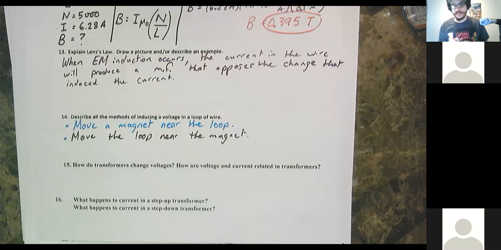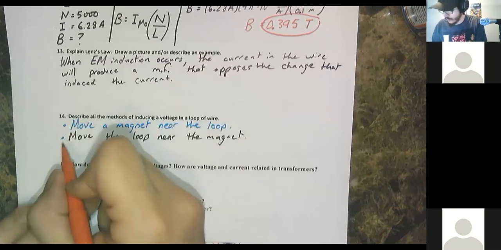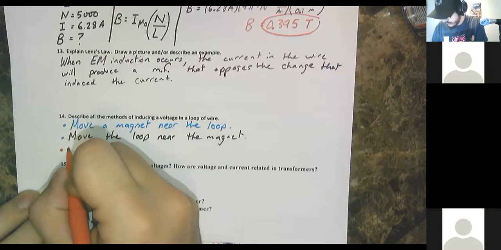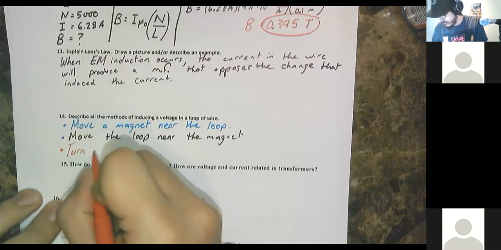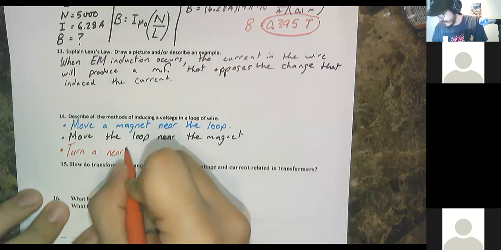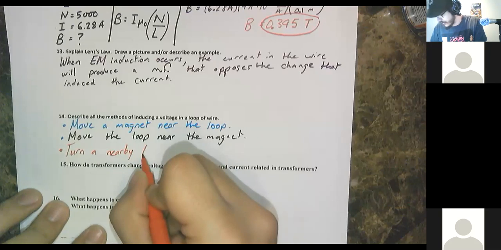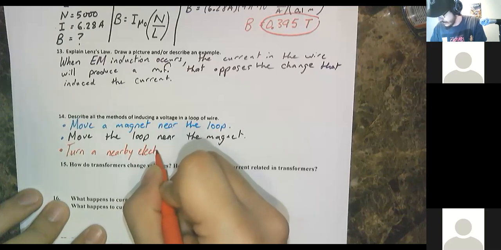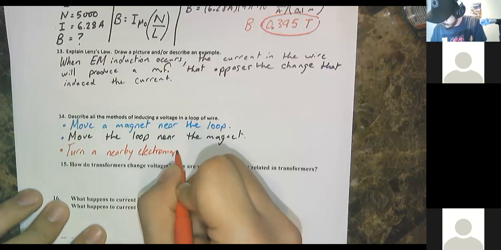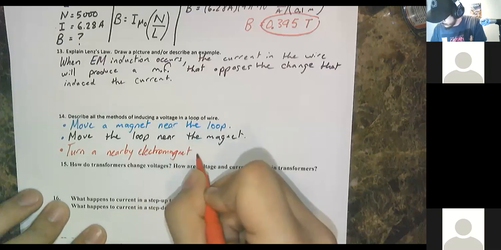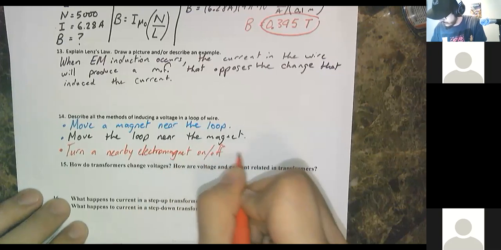Either way, the magnetic field's effect on the loop will have been changed by relative motion. Or the third method, which has way more to do with transformers: turn a nearby electromagnet on and off near the loop.